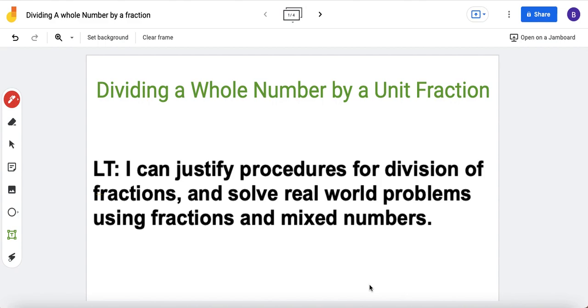Hello, today's lesson is dividing a whole number by a unit fraction. Our learning target is I can justify procedures for division of fractions and solve real-world problems using fractions and mixed numbers. So today we are going to start looking at the other side, at division of fractions, and look at different procedures that you can use to solve these division problems.